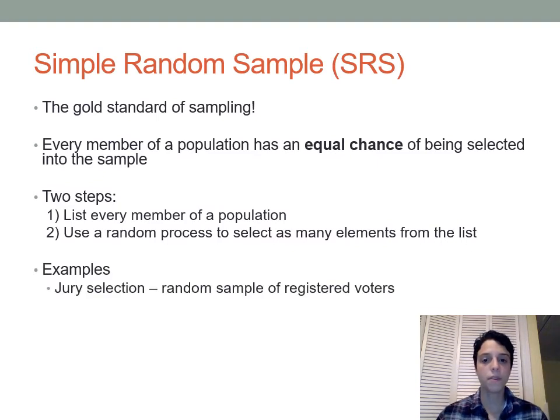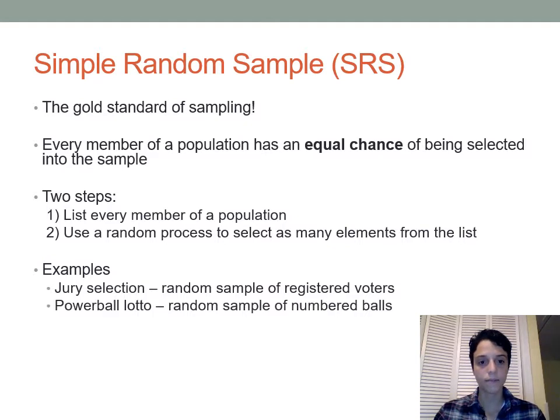Examples of simple random samples are the samples that you get for jury selection. Typically these are random samples based off of registered voters. So they start with a list of registered voters, and then they use some sort of random number device to select people off that list. So everybody on the list has an equal chance of being selected into the sample.